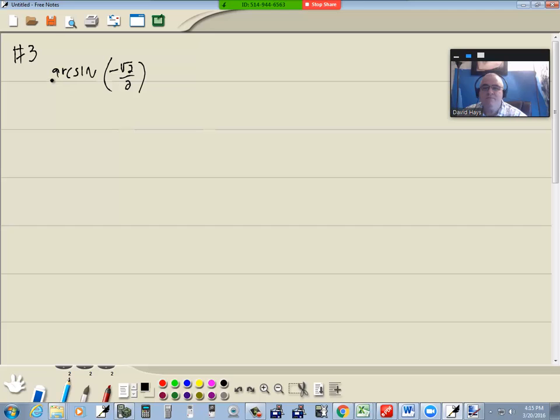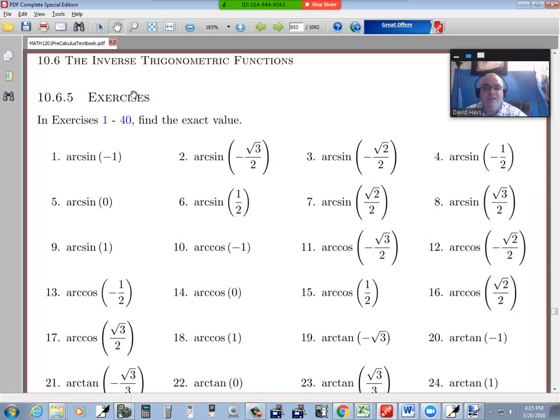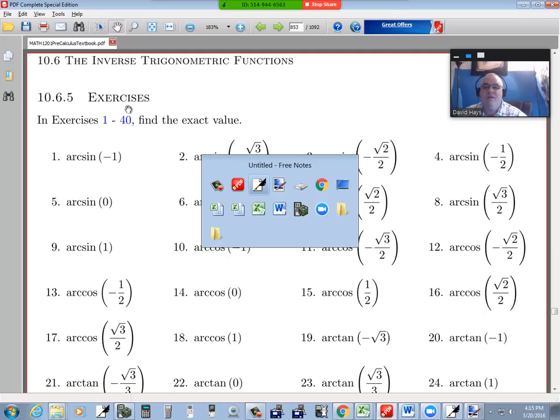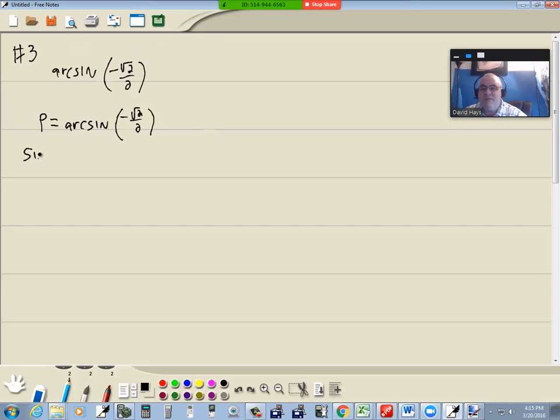Now, if we were to set this equal to a variable like p, that says p is equal to arc sine of negative square root of 2 over 2. I ought to read the directions, I guess. Find the exact value. If I then take sine of both sides, sine and arc sine cancel each other. So we got sine is equal to negative square root of 2 over 2.